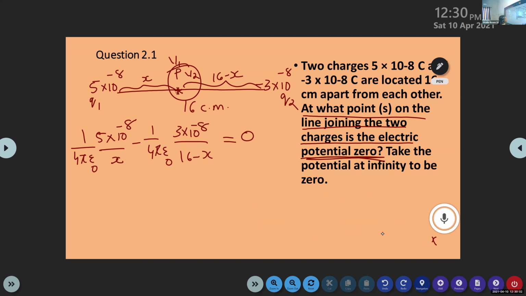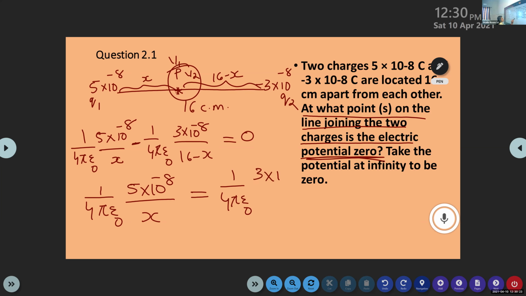Now we can take the negative term to the other side. So it becomes 1 by 4 pi epsilon 0, 5 into 10 raised to negative 8 divided by x, equal to positive 1 by 4 pi epsilon 0, 3 into 10 raised to negative 8 divided by 16 minus x. This term is negative in this equation, so when we take it to the other side of the equal to sign, it becomes positive.